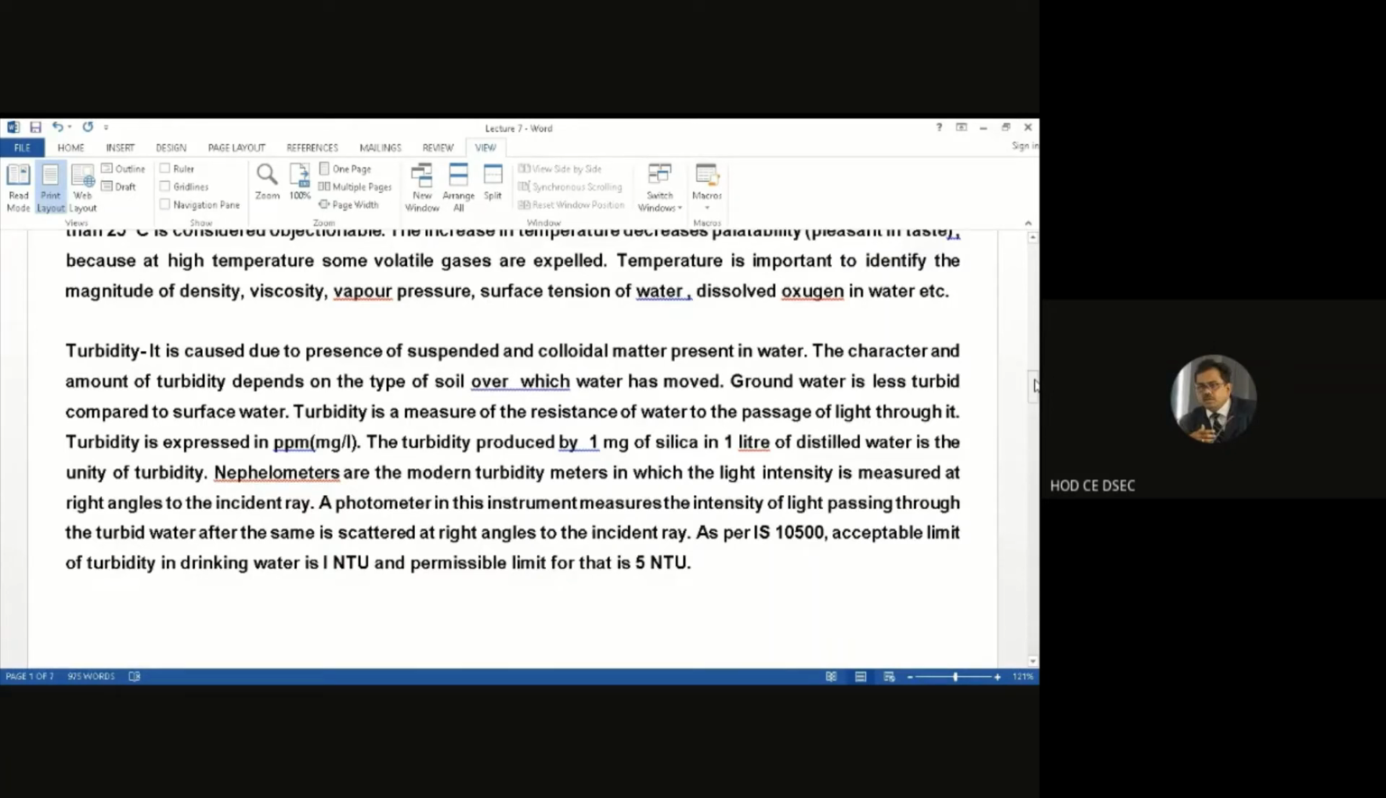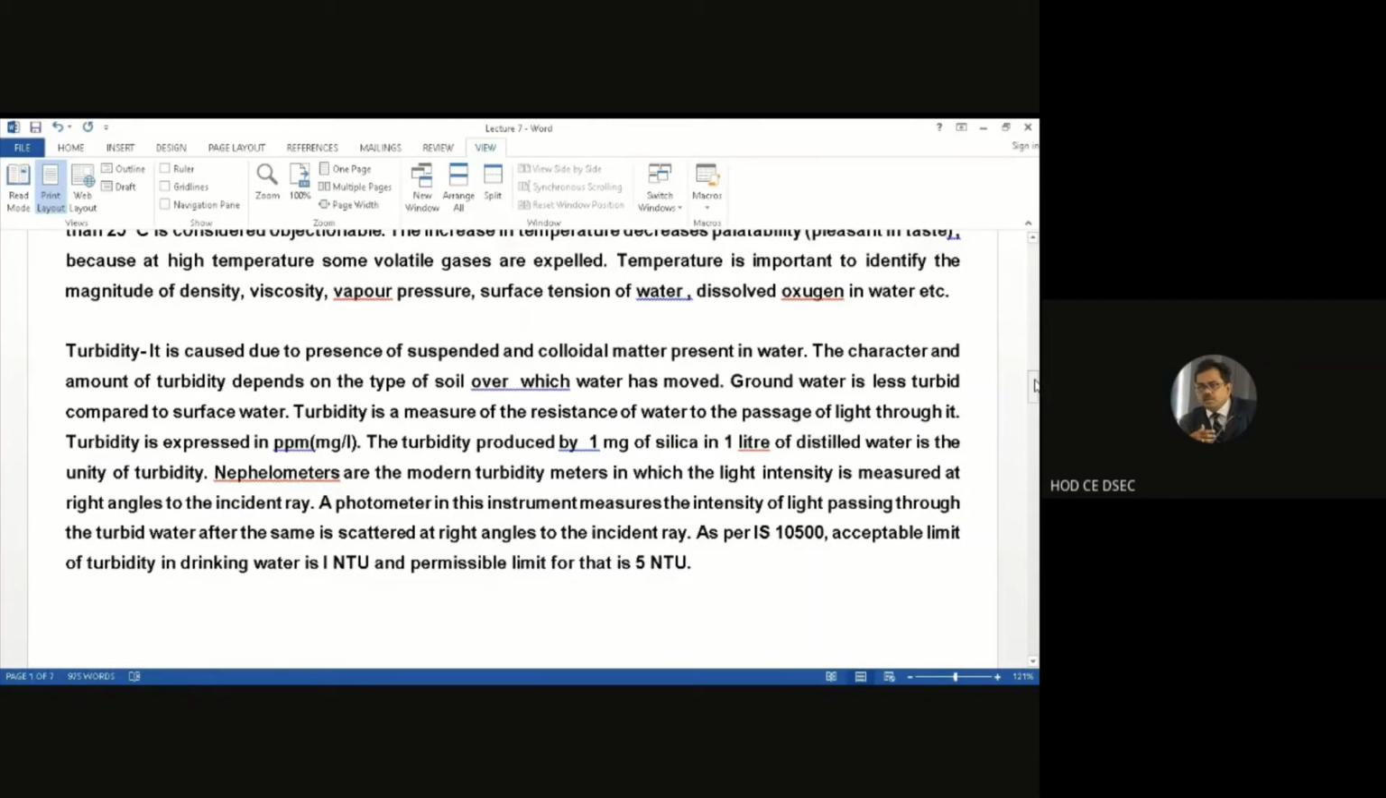Nephelometers are digital turbidity meters. The nephelometers are the modern turbidity meters in which the light intensity is measured at right angles to the incident ray. That means it scatters at right angles to the incident ray.